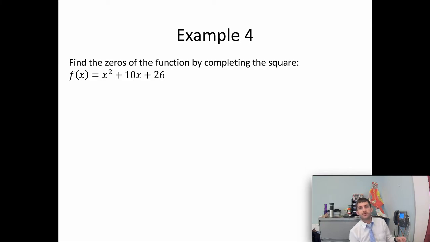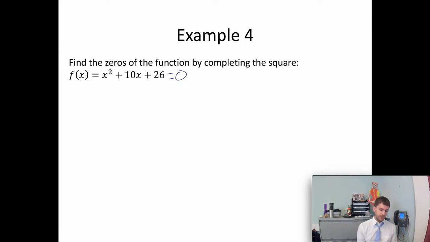For these next two examples, we're going to use that process of completing the square that we were practicing the other day, but we're also going to end up with some complex answers. So let's see how this looks. To start, we've got to set it equal to 0, because we're finding the zeros using completing the square.